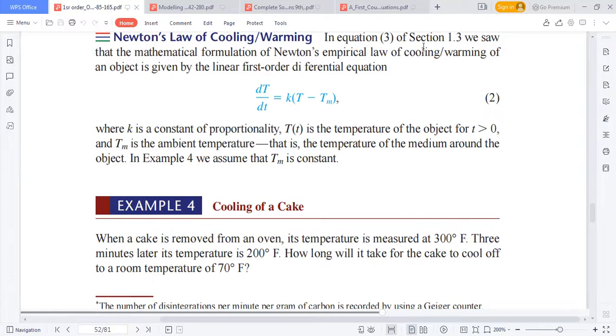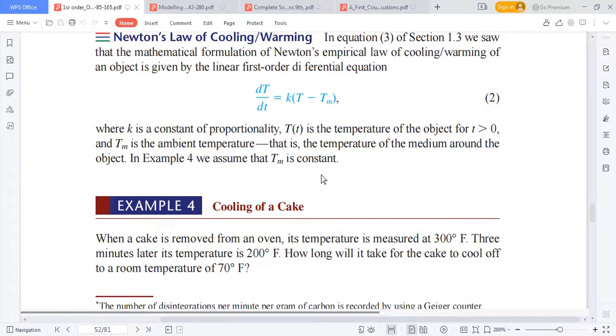In this equation, the mathematical formulation for Newton's empirical law of cooling or warming of an object is given by the linear first order, first degree differential equation, dT/dt equals k times (T minus Tm). Capital T is the dependent variable here, and small t is the time. So, temperature relation with the time, where k is the constant of proportionality, and capital T is the temperature of the object for time t greater than zero. And Tm is the ambient temperature, that is the temperature of the medium around the object.